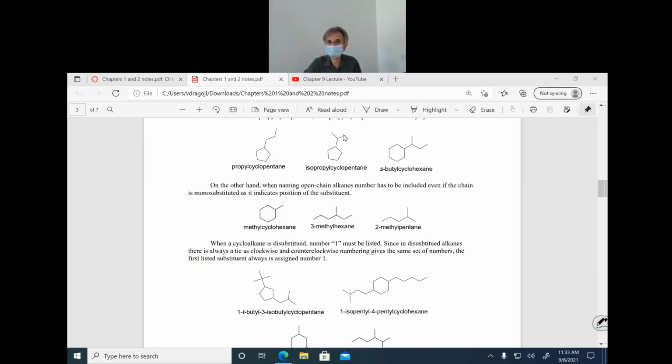This is isopropyl. It's a 3-carbon, still propyl, but bonded to the middle carbon. That makes it iso. And this is sec-butyl. Straight chain butyl, but bonded to the second or secondary carbon. And so propylcyclopentane, isopropylcyclopentane, sec-butylcyclohexane. When a cycloalkane is monosubstituted, you don't use number 1, even though the carbon of the ring to which the substituent is attached is carbon 1. It's wrong to use number 1.